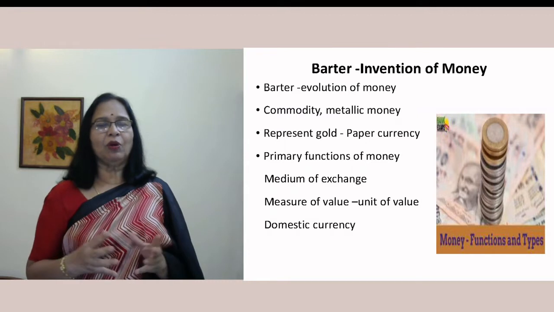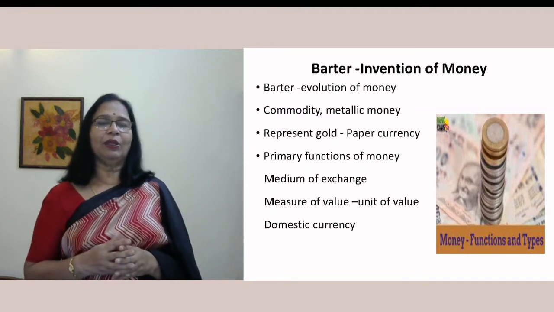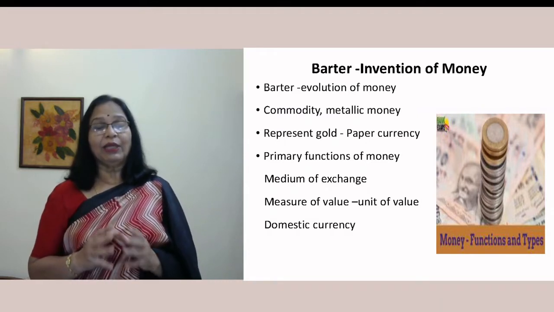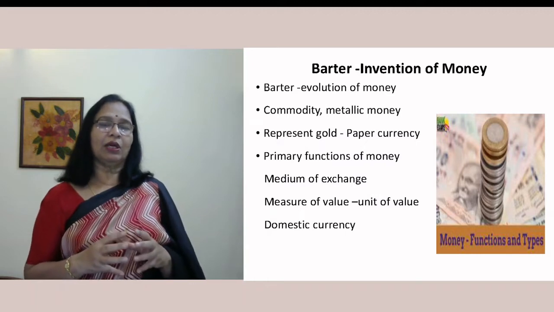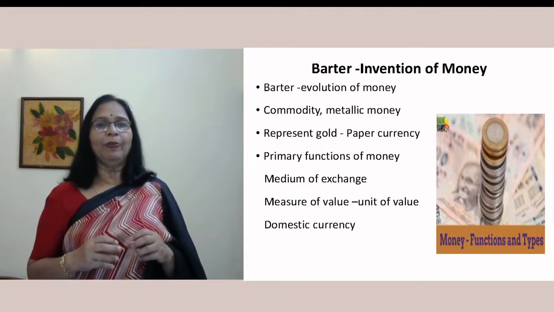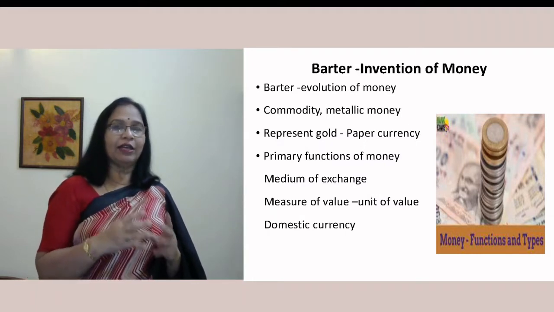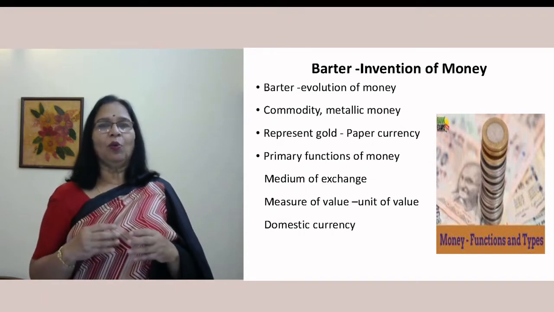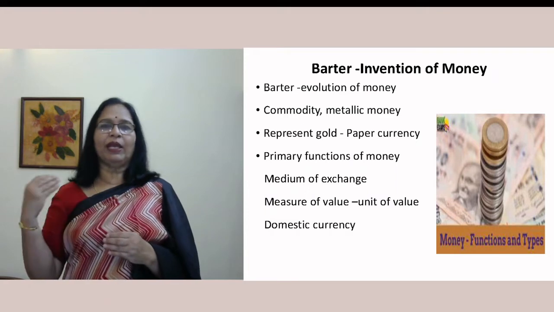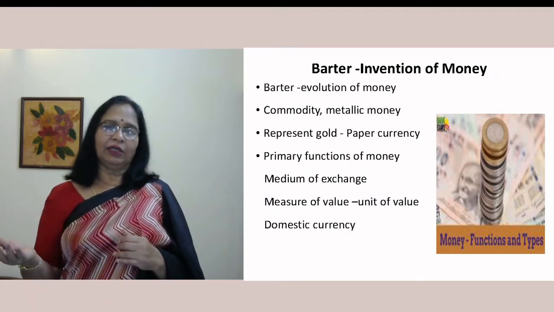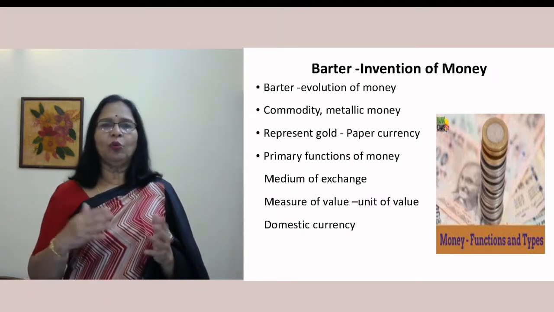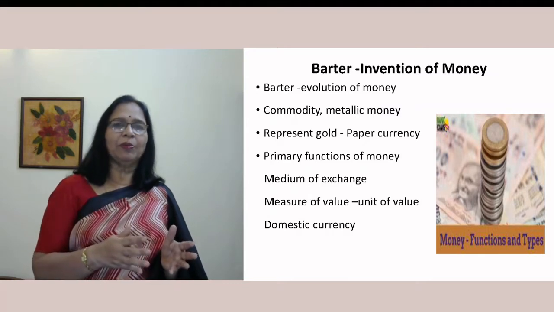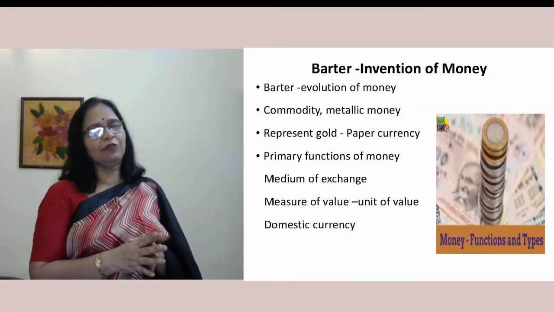Paper currency came around 900 AD in China with the printing press. And with that, what happened was the gold was not moving from one place to the other. Instead, there was what was called representative paper money. This representative paper money was held by traders, and this could be exchanged for gold in the other place. So gold was used by covering it with representative paper money.